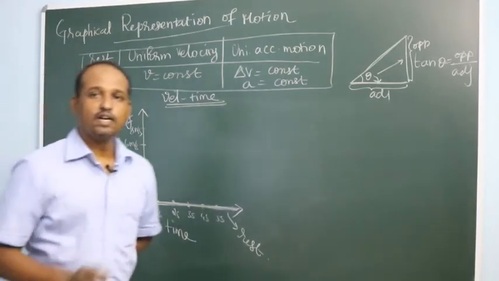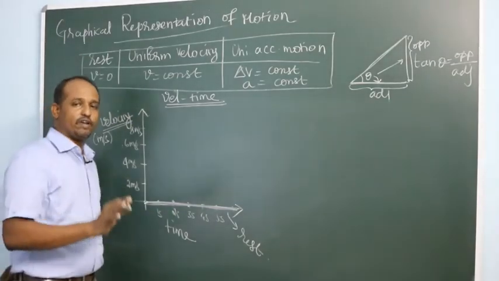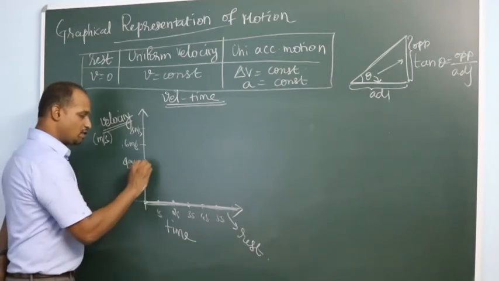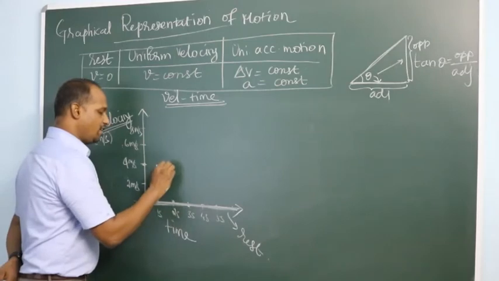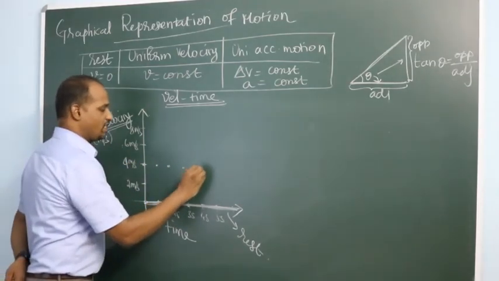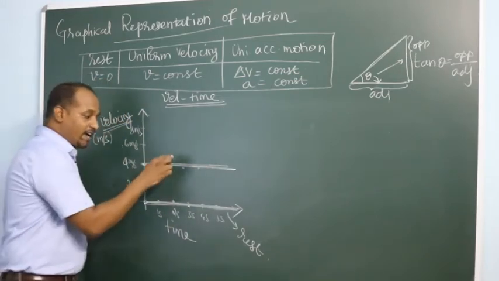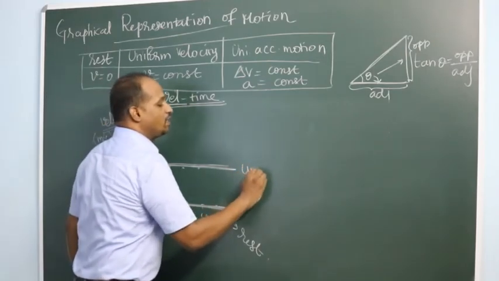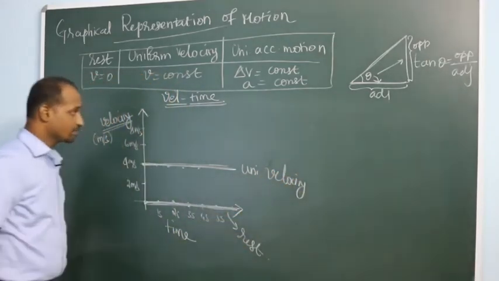What if the object does not change its speed, it keeps on moving with the same thing? If an object is going with the speed of say 4 meter per second, then when we start observing, its velocity was 4 meter per second, 1 second later 4 meter per second, 2 seconds later 4 meter per second, because motion is uniform velocity motion, so the 4 meter per second will not change at all. Then it's a straight line. A straight line parallel to the time axis in the velocity time graph represents uniform velocity or uniform motion.